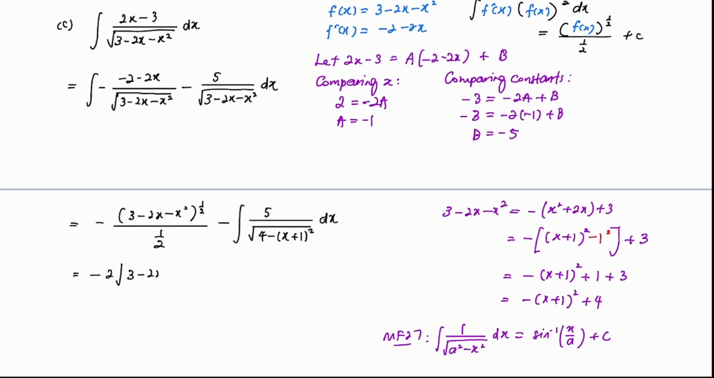So the first one, you will see it nested nicely in a square root. Now for the second one over here, would be applying the MF27. So I will get the x over here over a. 4 is a square, so a is 2. Okay, so our integration would be looking something like this for part C.